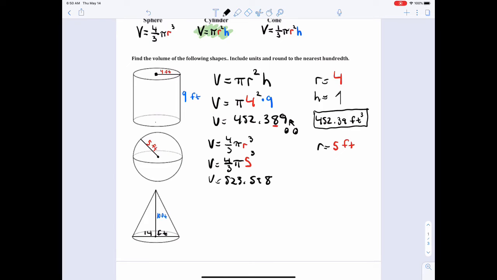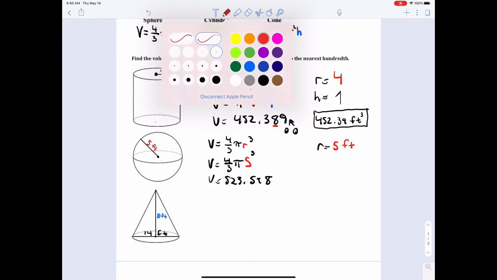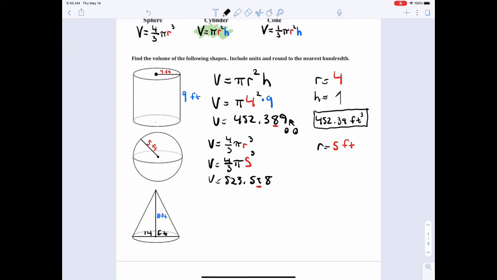523.598. Okay. And then if we want to round that to the nearest hundredth, we're going to be looking at, again, this value here, that 9. So you look to the right of it, it's an 8. So that's going to shove the 9 up to a 0, which will make that become a 6. So it'll be 523.60 feet cubed. Remember, volume is always feet cubed. Area is feet squared. Okay.